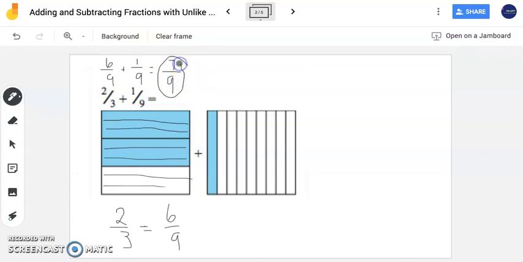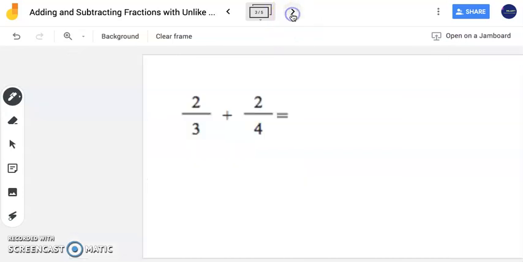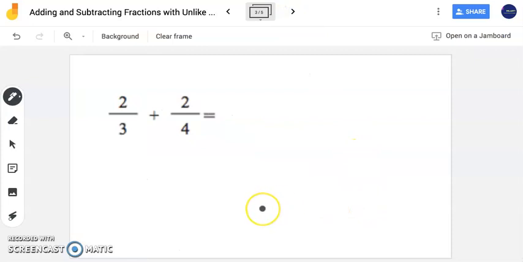Now, I do enjoy drawing models to help me solve this problem. Some of you might be able to quickly identify the least common denominator and then simply add your fractions. Either way works. Now, in this problem here, we have 2/3 plus 2/4. My first goal is to figure out, is my denominator the same or different? I have a denominator of 3 here and a denominator of 4 here.